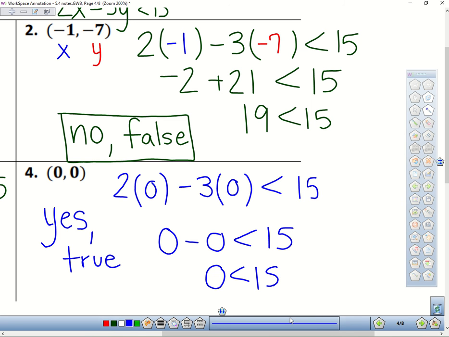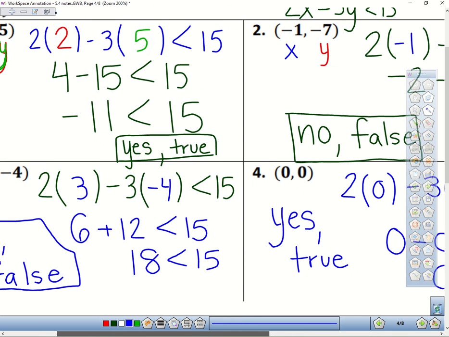Do you guys have any questions about this? Number 3 was false, or true? It was false.